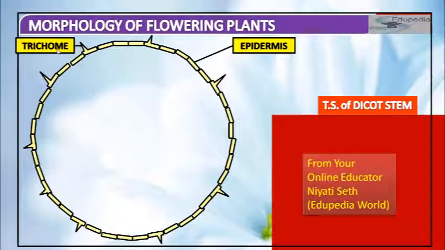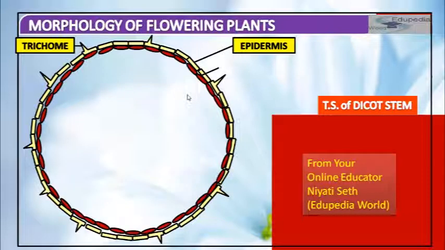Externally, a thin transparent waxy covering called cuticle, which prevents excessive evaporation of water, surrounds the epidermis. Now what is hypodermis? It is a region that lies immediately below the epidermis. Can you see that hypodermis is lying beneath the epidermis?